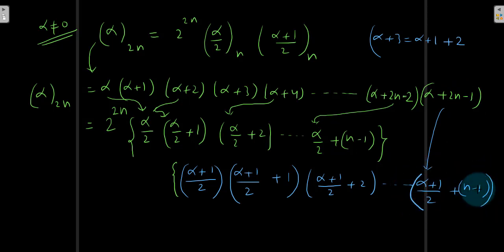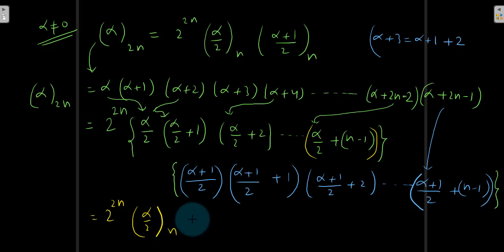Now this is very easy to see: this is 2 to the power 2n, and what is it? Suppose alpha by 2 is p. So you are getting p plus 1, p plus 2, and so on. P plus n minus 1 is the last term. So this is nothing but p factorial notation n. How many brackets are there? There are n brackets. So this is nothing but alpha by 2 factorial notation n. And this second group of terms gives you alpha plus 1 over 2 factorial notation n.